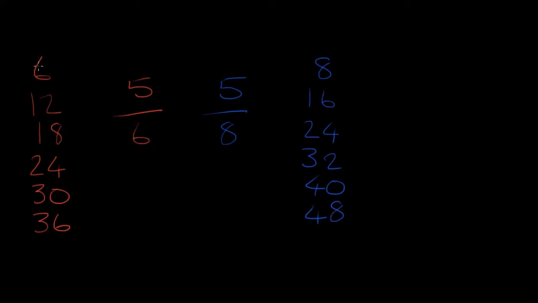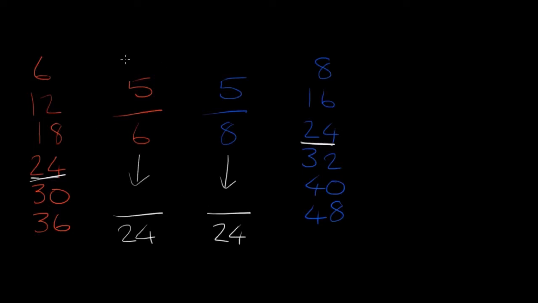So let's have a quick look through. Which number appears in both? Does 6 appear? No. 12? No. 18? No. 24? Yes. Now then, so 24 appears in both sets of times tables. That then will give us our lowest common denominator. So we'll write those out on the bottom like that.